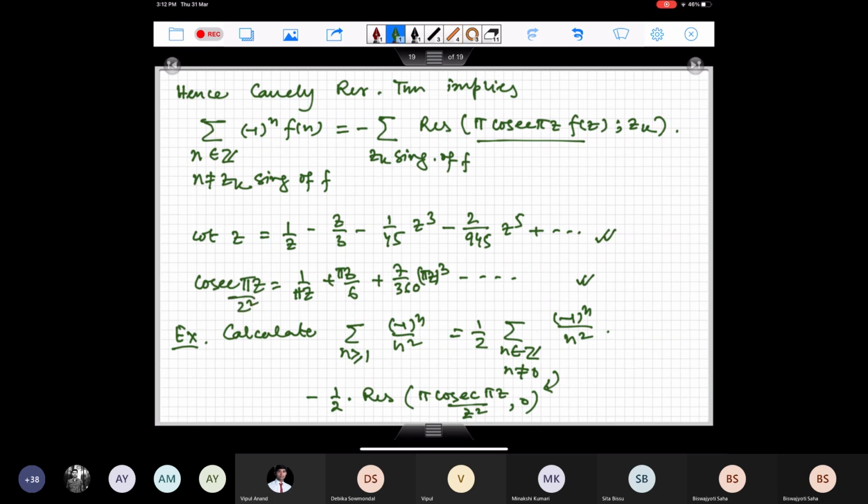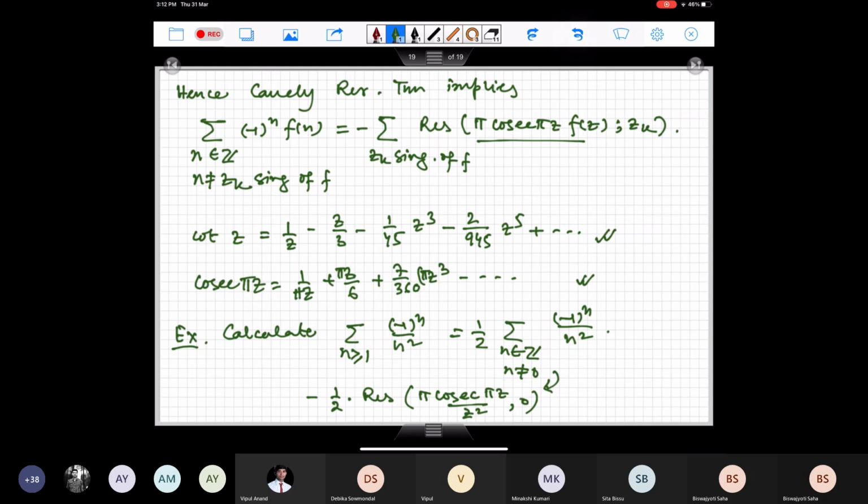So if I divide by z square, this will be cubed, and I will get 1/z in the denominator, and I have to multiply by another pi, so it will become pi square. So effectively this residue is coming to pi square by 6 with a minus half, so minus pi square by 12. So that's the sum which I am going to get. So you see, it was quite easy once I knew the Laurent expansion of cosecant.